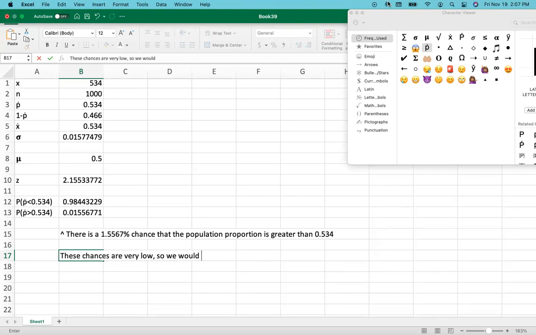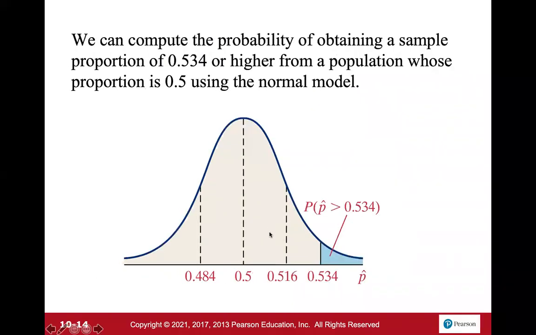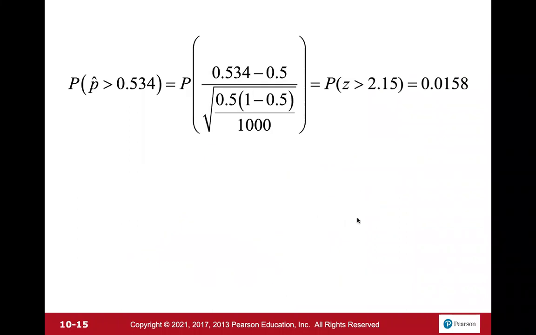So we would reject the null hypothesis, stating that the mean is greater than 0.05. So we would in fact just say that it's less than 0.05. All right, and let's see what these numbers are. So this is the same number that they got, 0.158.